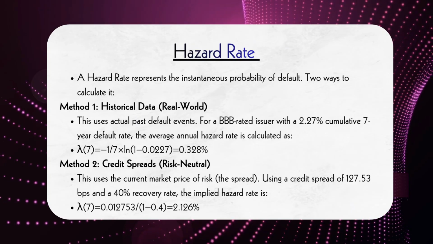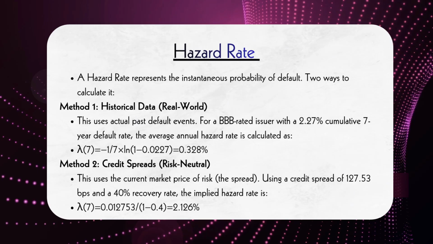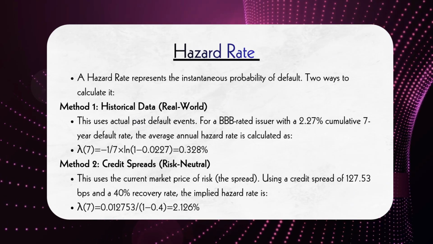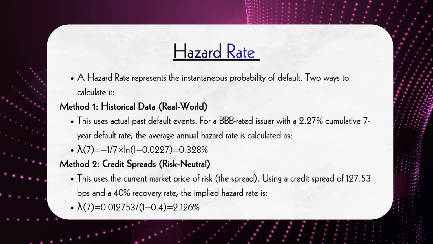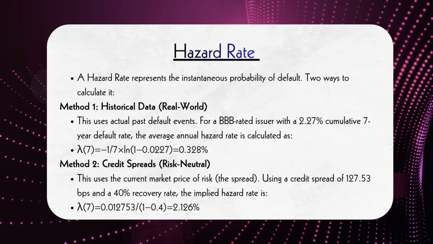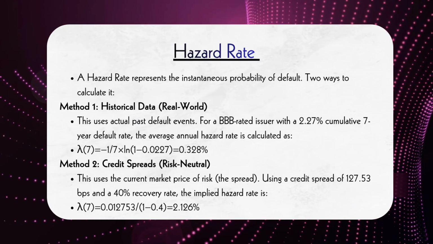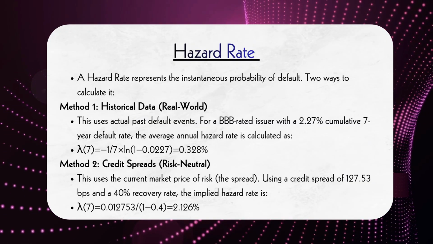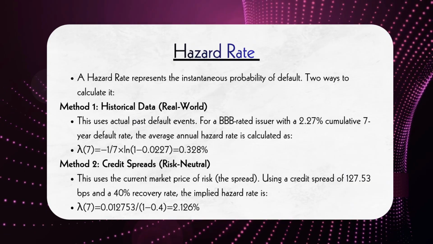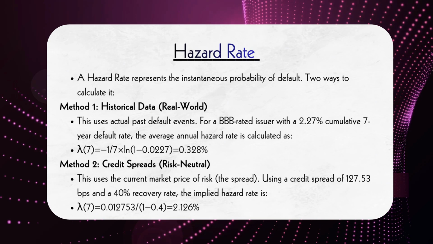In our second method, we look at what the market is telling us through credit spreads. If we take that same BBB-rated issuer and use a 7-year credit spread along with a 40% recovery rate assumption, the calculation changes. We divide the spread of 0.012753 by 1 minus the recovery rate, which gives us an average hazard rate of 2.126%.